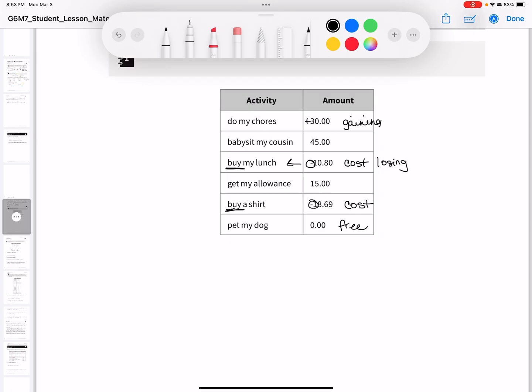To earn money, so this is an earn instead of a cost, right? So positive numbers mean you're earning money. So positives equal earning. Negatives equals a cost. You're losing money. Okay? That's what I notice.